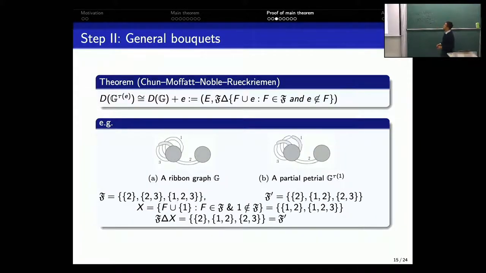So step two goes like this. There is another operation called loop complementation, or local complementation, that I denote by plus. So D(G) plus E is given by this set system. This is kind of complicated to define, and even worse, if I apply a loop complementation to a delta-matroid, the result may or may not be a delta-matroid. But Chun, Moffatt, Noble, and Rueckriemen proved that in the case of ribbon graphs, when we apply a loop complementation, we get a ribbon graphic delta-matroid.